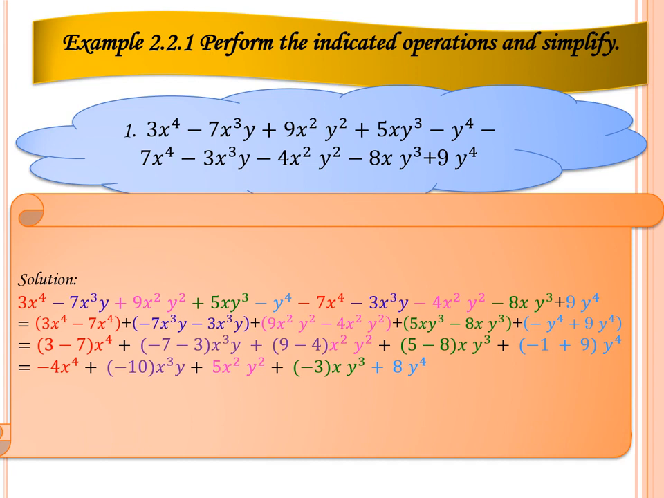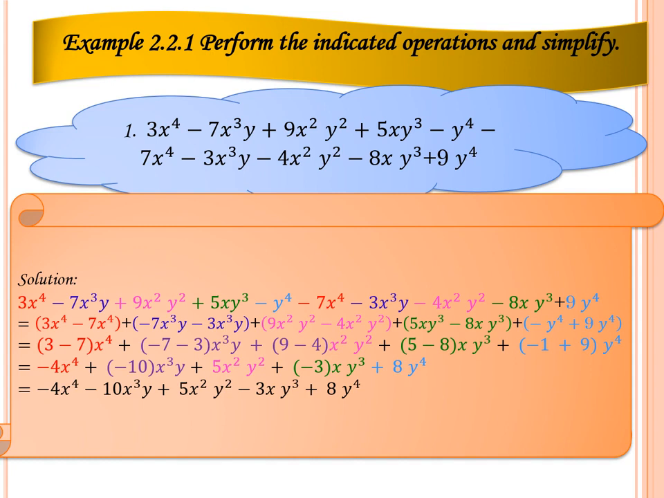Okay? So, 3 minus 7 gives us negative 4. Then, we'll just copy or affix their literal coefficient. Okay? And negative 7 minus 3 gives us negative 10. Copy ang literal coefficient na x cubed y. Then, for the next term, we have 9 minus 4 gives us 5. Copy again yung literal coefficient. And then for the next term, 5 minus 8 is just equal to negative 3. Copy again ang literal coefficient. And lastly, negative 1 plus 9 gives us positive 8y to the power of 4. Okay?